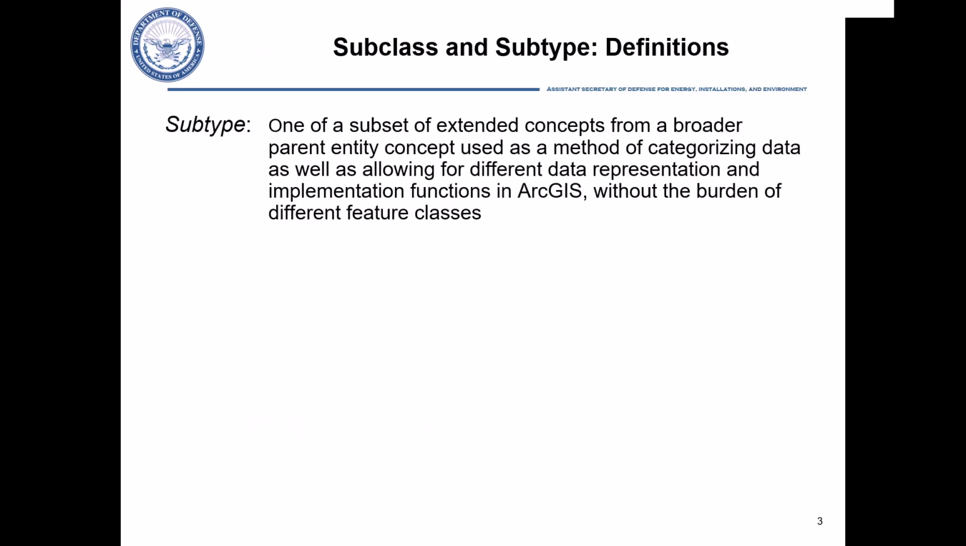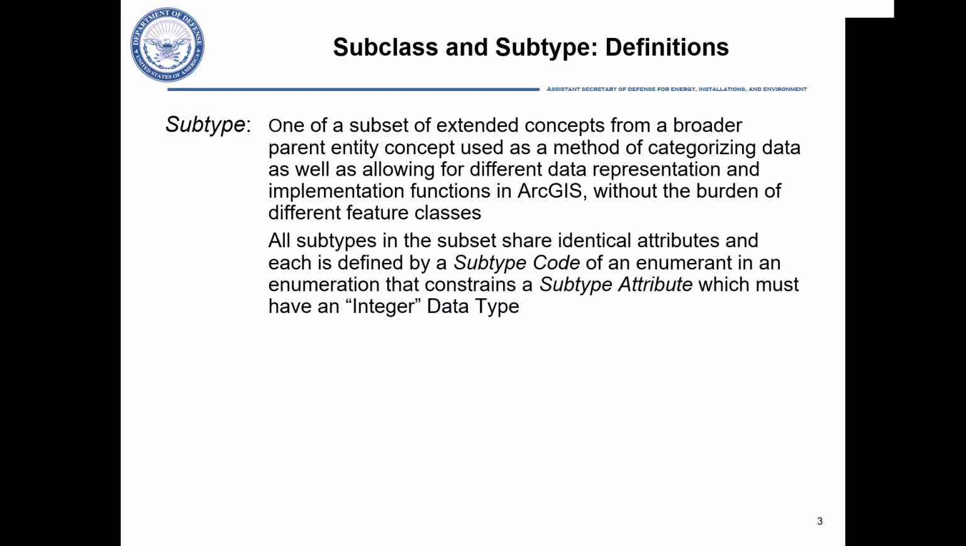A subtype is one element from a set of concepts that fit within a broader parent entity concept. The purposes of subtypes are to categorize data and to allow for different data representation and implementation functions in ArcGIS without the burden of having a separate feature class for every element in that set of extended concepts. All the subtypes for an entity share identical attributes. Each subtype is defined by the value taken on by a subtype attribute, which must have an integer data type. Those values are specified in the subtype code property of an enumerant in an enumeration that constrains the subtype attribute.